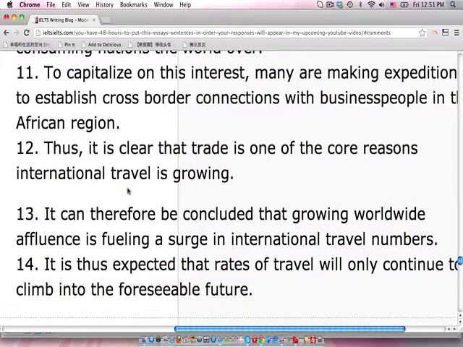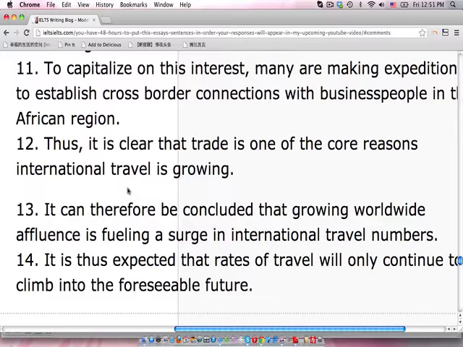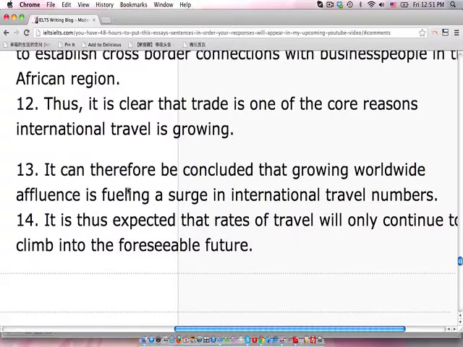Okay, it can therefore be concluded that growing worldwide affluence is fueling a surge, is thus expected. Okay, good. So anyways, the majority of it looks pretty good.